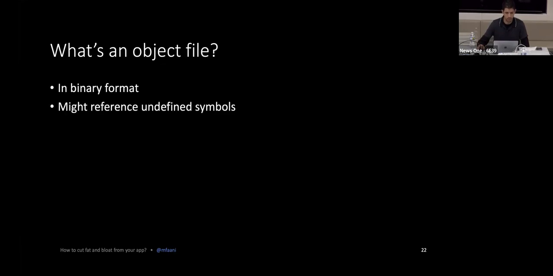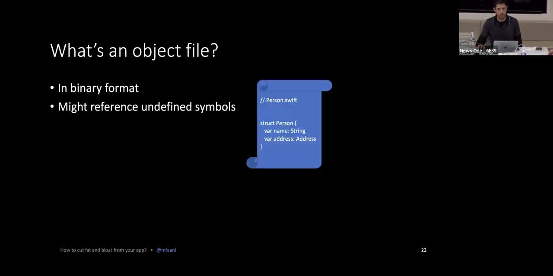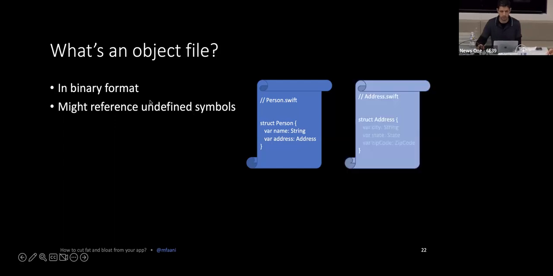So you might be asking, what is an object file? It's in binary format, still zeros and ones. It might reference some undefined symbols. So for example, in this person.swift file, if I want to compile this, it's going to say this address type is undefined. So once I compile, this object file is going to declare itself: there's something missing in me, I need to find that.